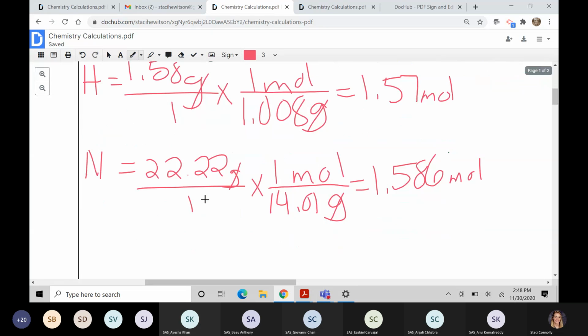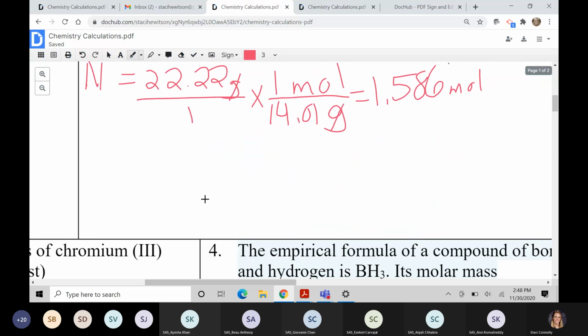Okay, so we turned our nitrogen grams into moles. Let's do the same thing with oxygen. So oxygen, the problem gives us 76.19 grams. Put that over 1. Okay, and we're going to turn that into moles as well, which we're super good at now. We're doing it 1,000 times in a row.